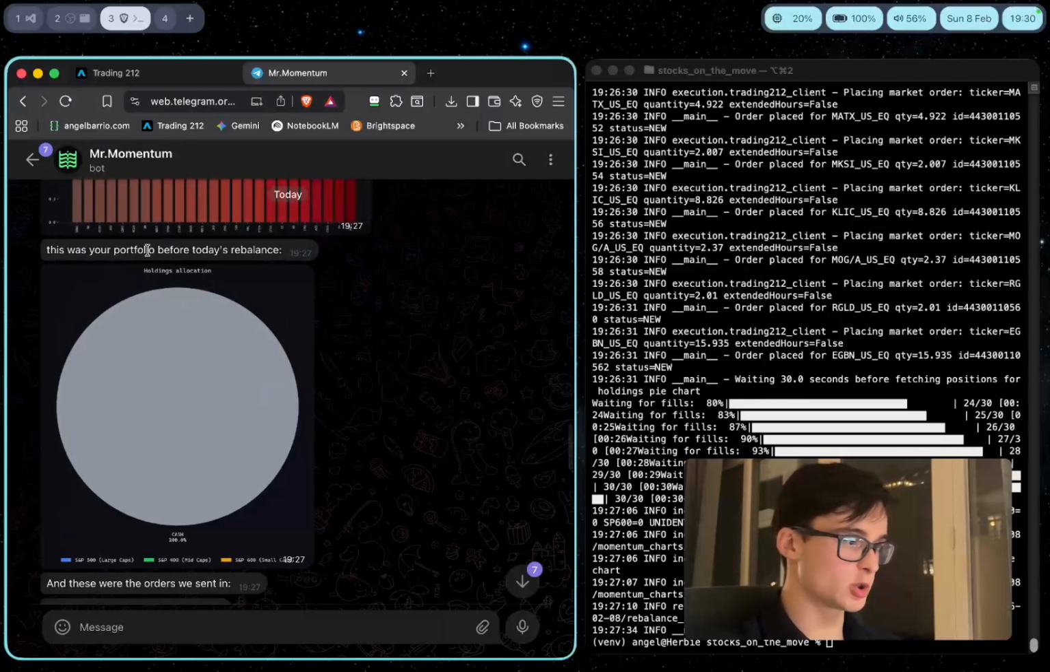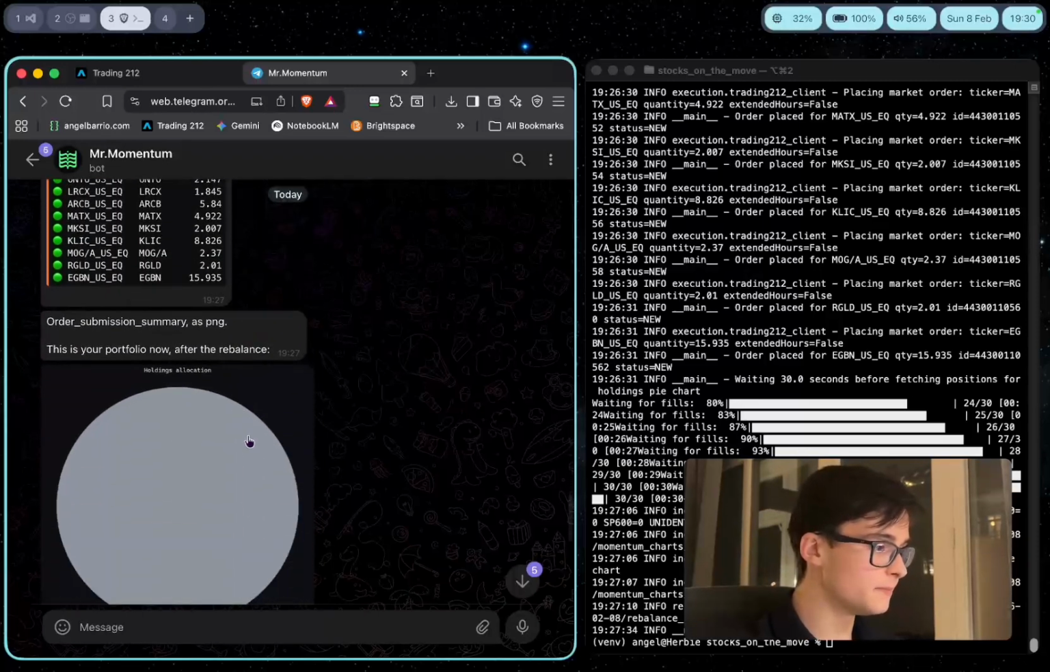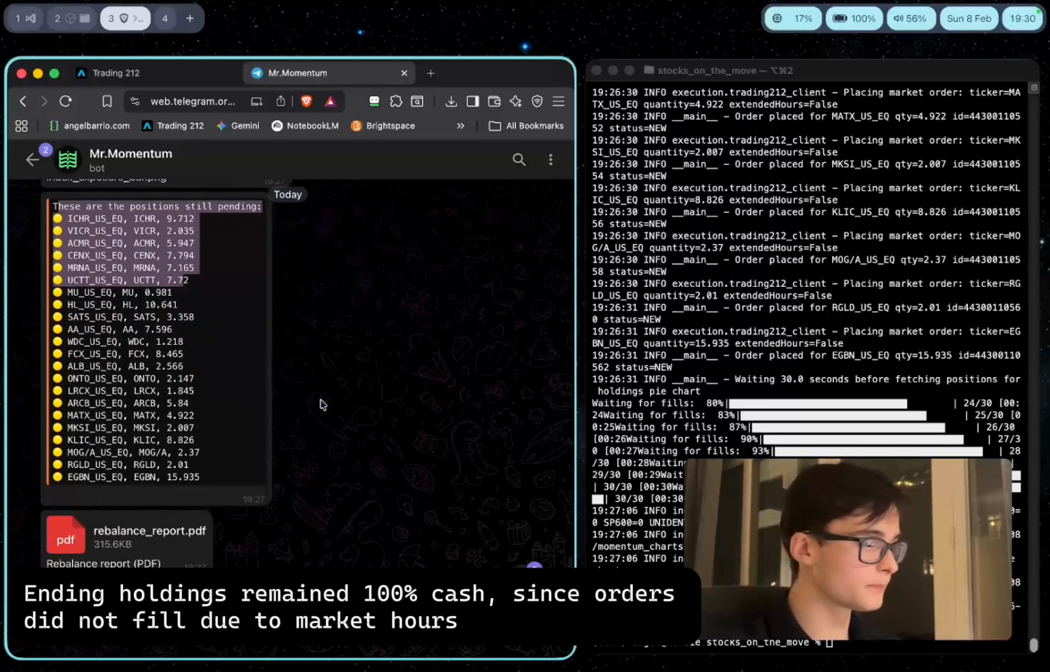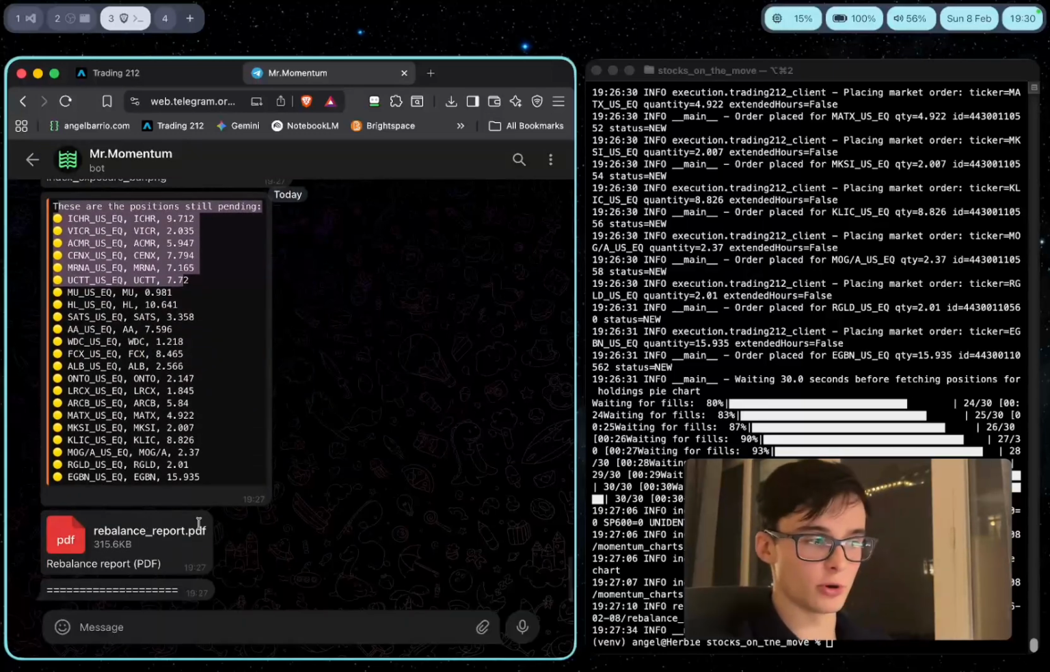It tells us this was our portfolio before we rebalanced, which in this case is 100% cash, because this was a demo account that I just started to show you this, and all of the orders that we sent in, and the orders that remained pending, as well as our ending portfolio. We also get a handy rebalance report PDF in case we would just want to save it for later.